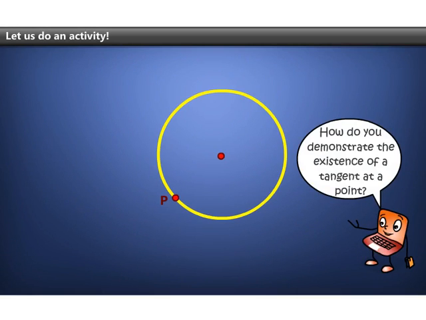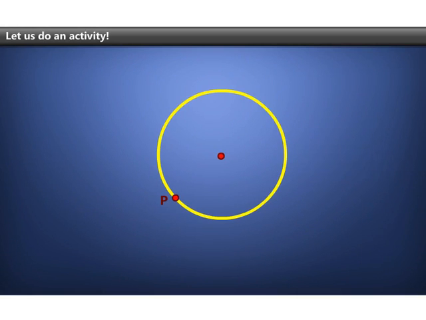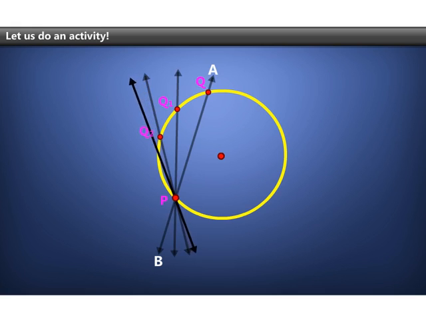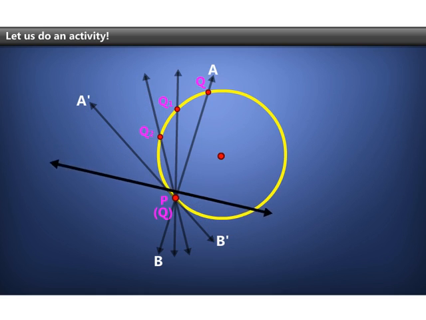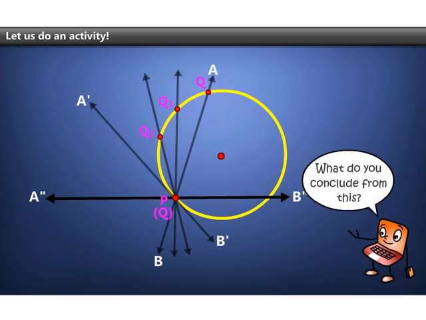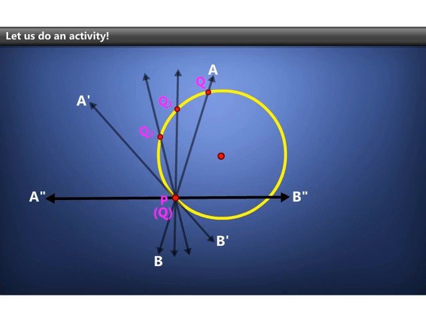How do you demonstrate the existence of a tangent at a point? Let us do an activity by rotating a secant AB about the point P and observe the changes. When we rotate the secant about the point P, the point Q comes nearer to the point P. As we rotate further, at one stage, the point Q coincides with point P. This shows that a tangent exists at the point P on the circle. On rotating further, the line begins to intersect the circle at 2 points. What do you conclude from this? There is one and only one tangent at a point of a circle.